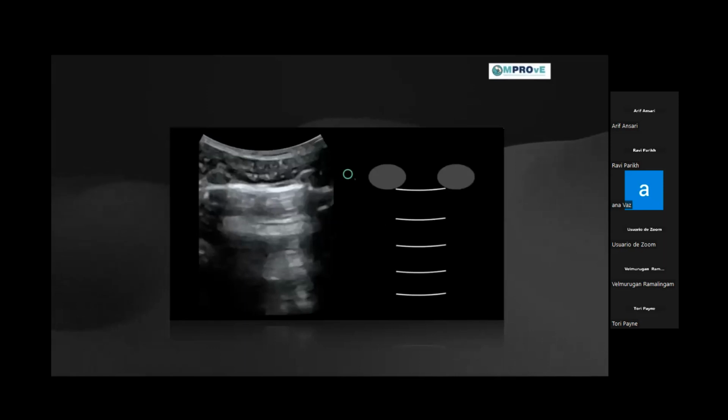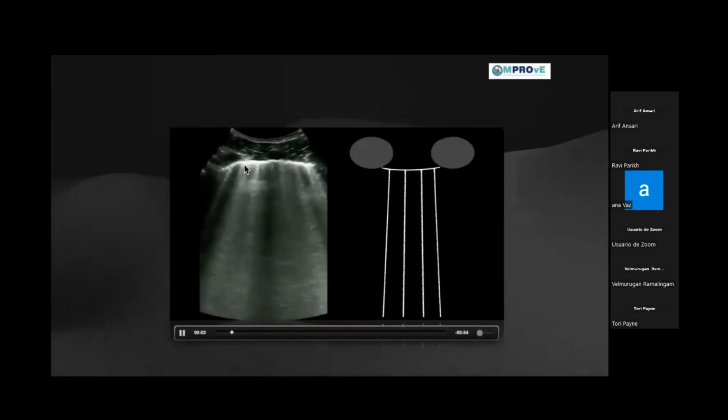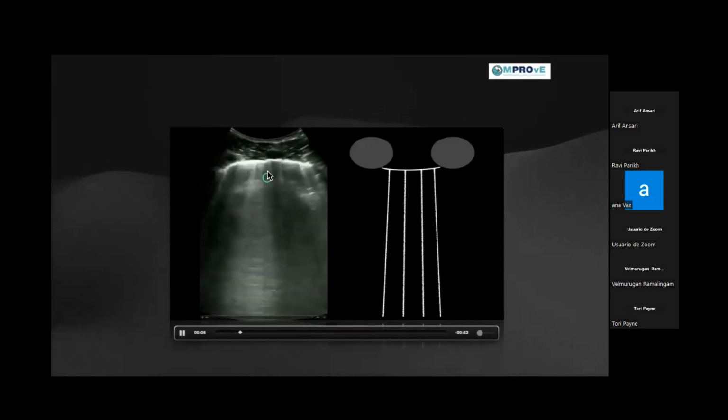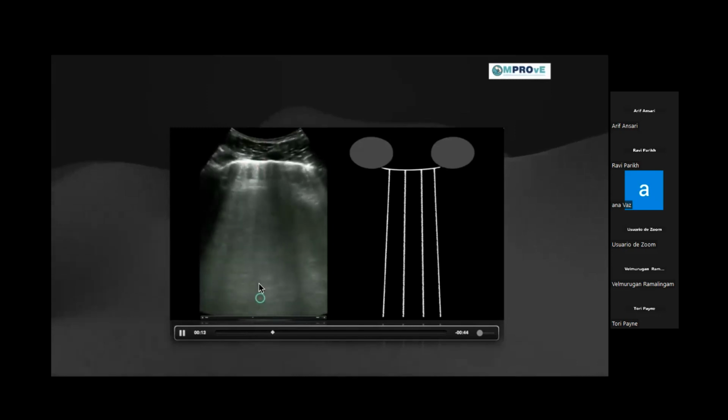And then let's talk about the B line, how the B lines are generated. You can see here, again, this is a pleural line, hyperechoic pleural line, and then there are vertical lines arising from the pleura, reaching all the way to the bottom of the screen. And these two are the ribs over here.